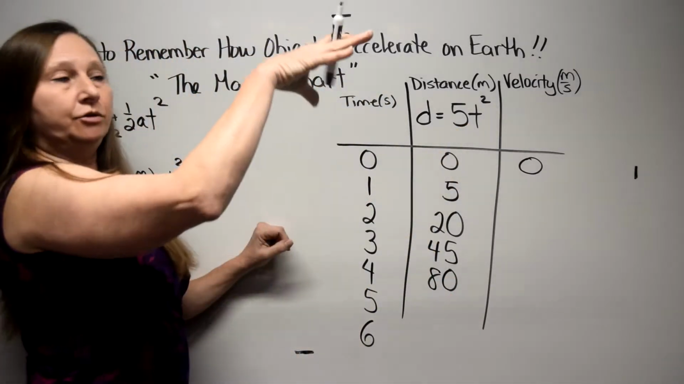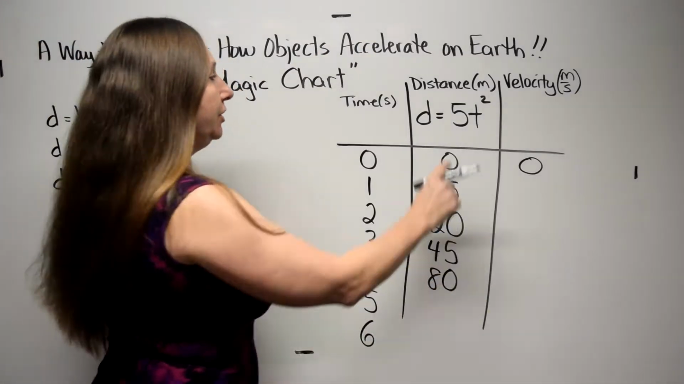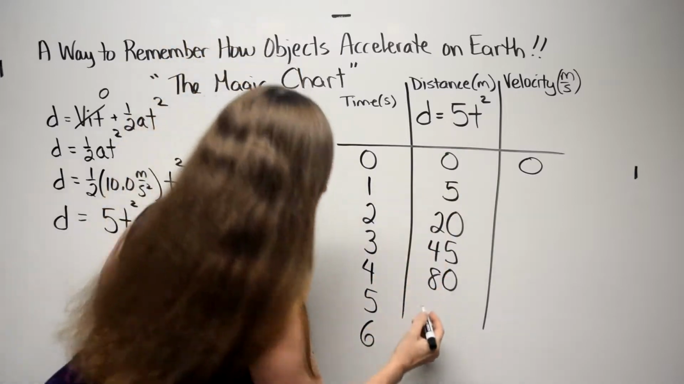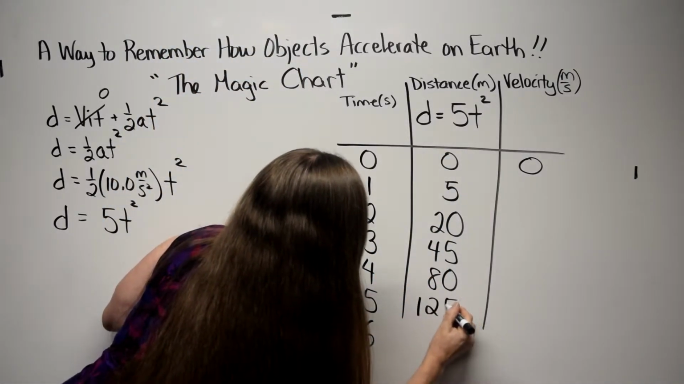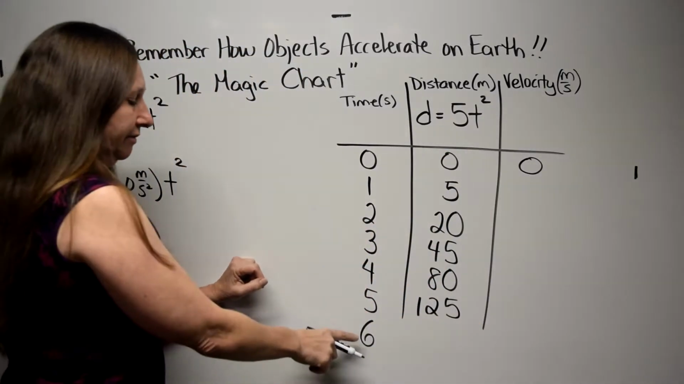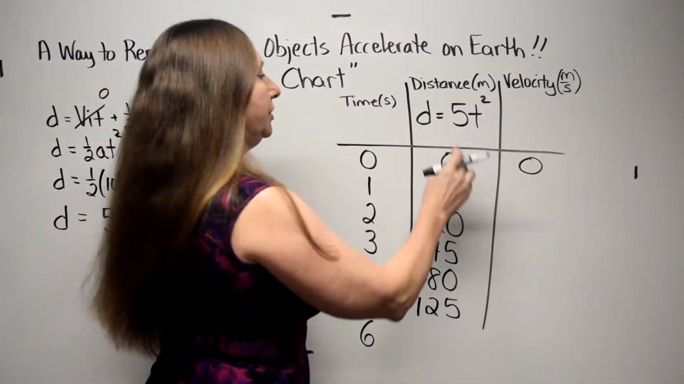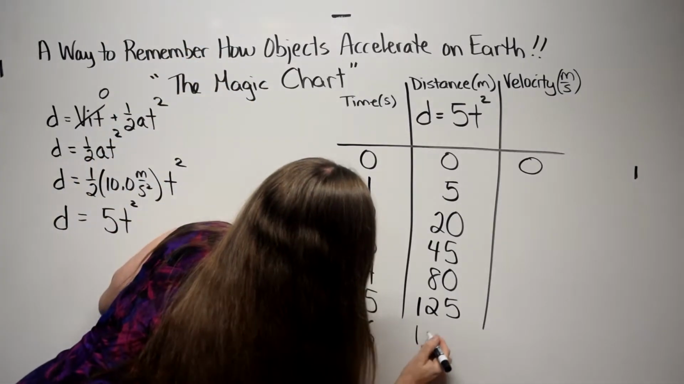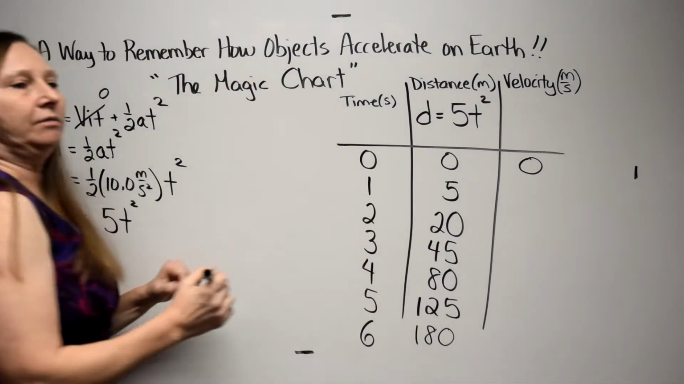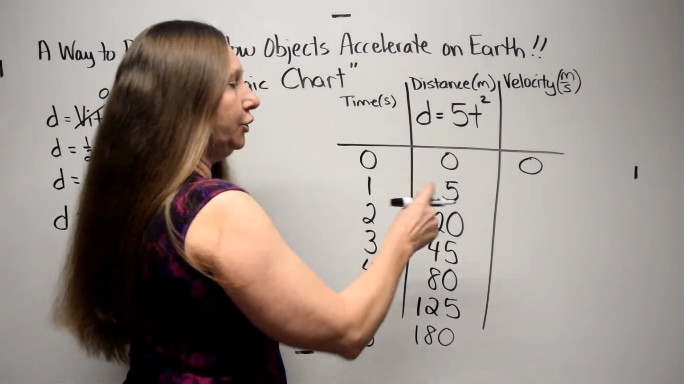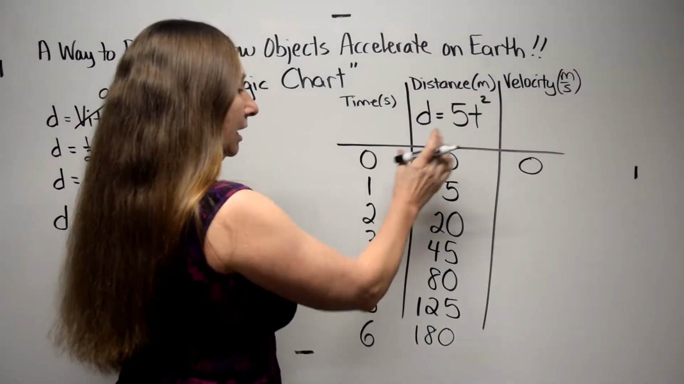5 seconds after you drop the object, how far down is it? 5 is the time, squared is 25, times 5 is 125 meters down. And finally, 6 seconds after you release the object, 6 squared is 36, times 5 is 180 meters down. Okay, so it's very easy to fill in this column, but you really should just memorize this column.